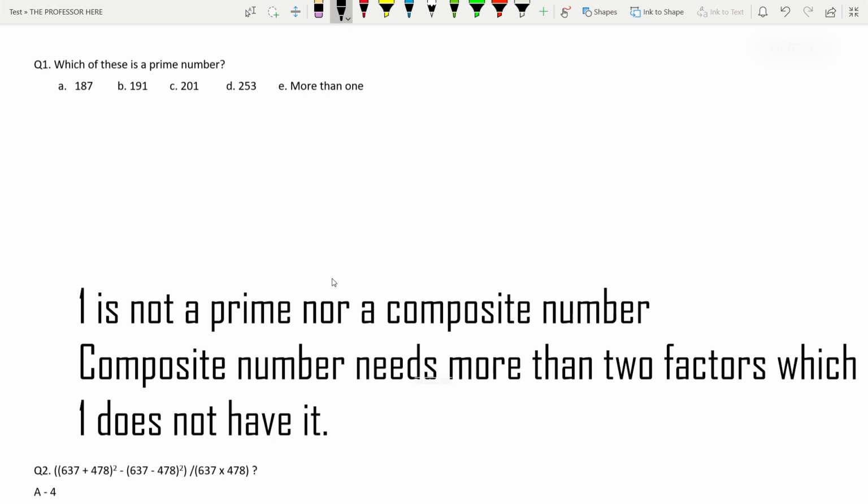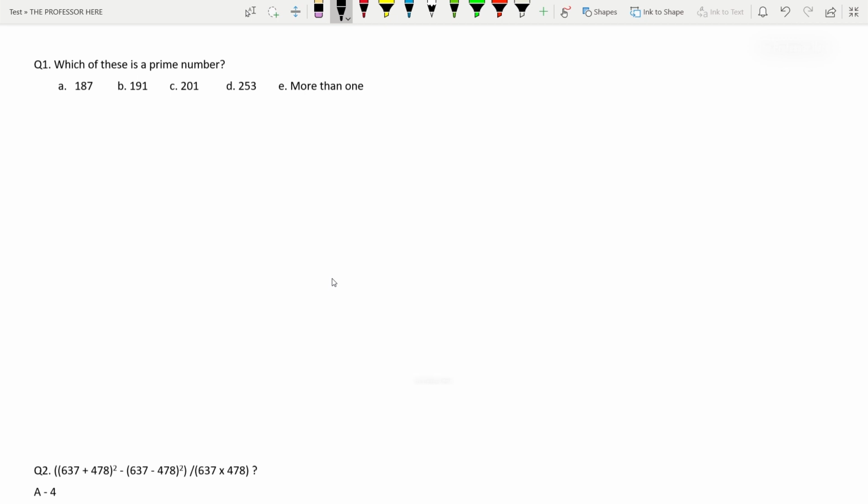So we will start by discussing questions. Along with it we will discuss different topics as we move on. So let's go to the first question. Question number 1. Which of these is a prime number? So let's try to do this. Let's take 187, option A, 187.